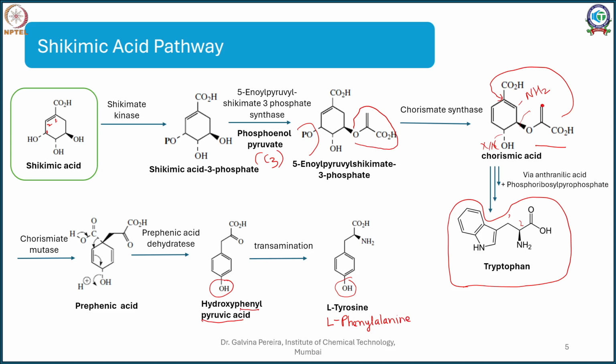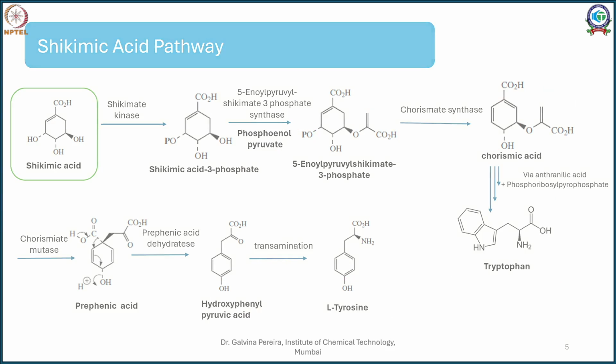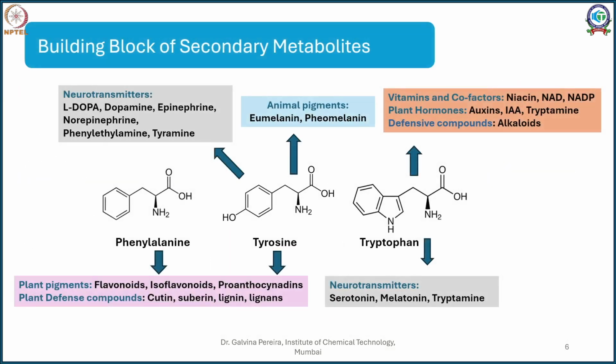So from this particular way, that is from chorismate, you could get your tryptophan, you could get your phenylalanine, as well as you can get your tyrosine. So all these amino acids are involved in preparation of numerous primary as well as secondary metabolites. So let's see what these are.